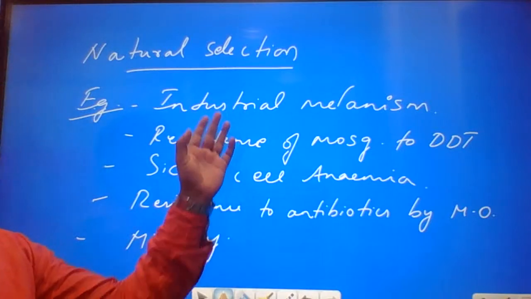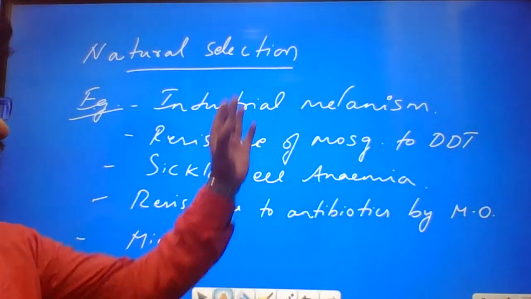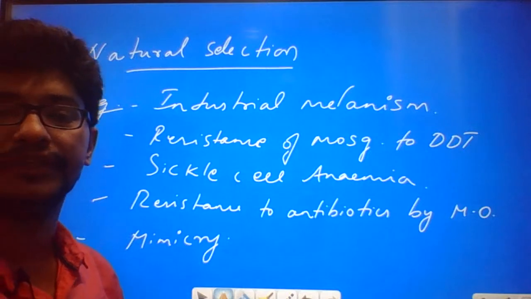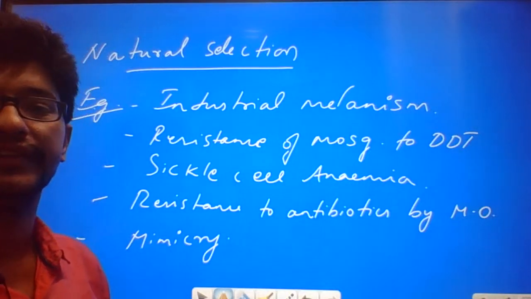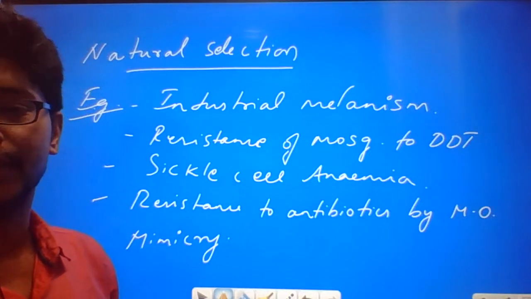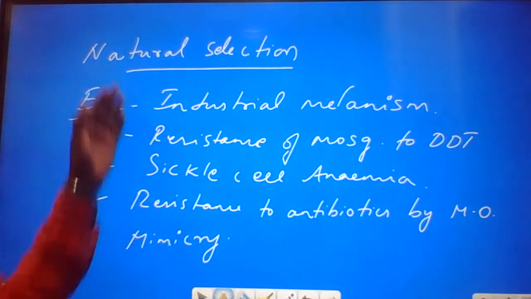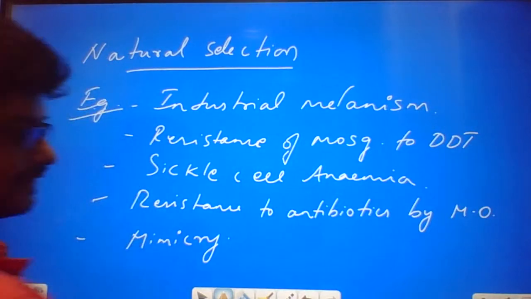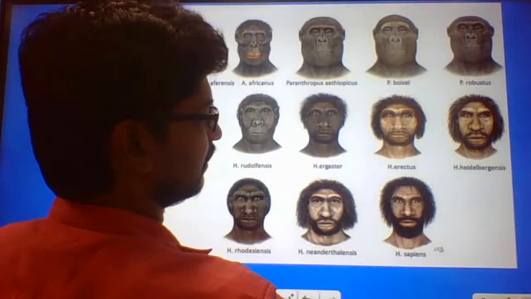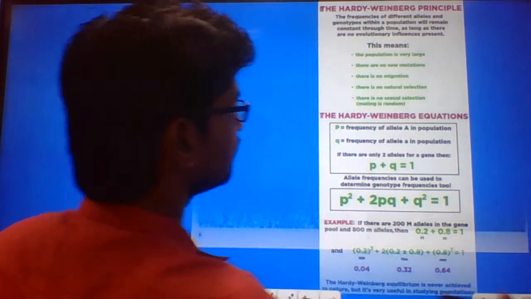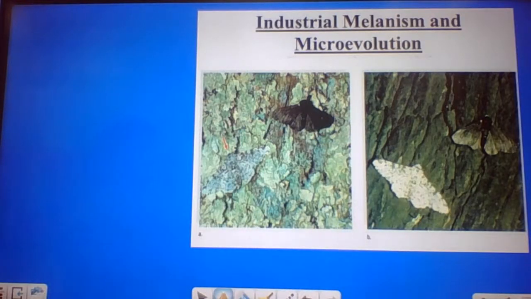Okay, so very few things that we're going to discuss today. If any of these examples come up in examinations, you can be very careful. These are the examples for natural selection, in which we're going to discuss industrial melanism first, this concept actually, and the microevolution concept.